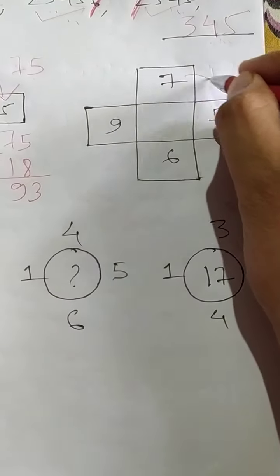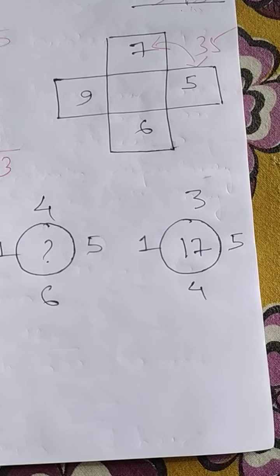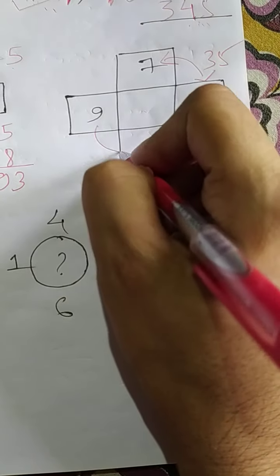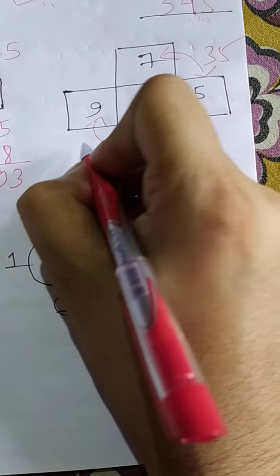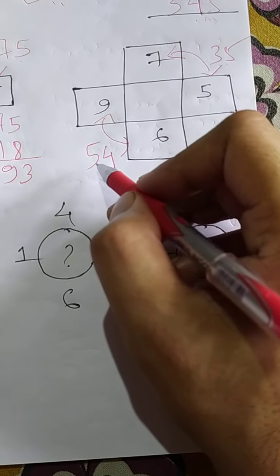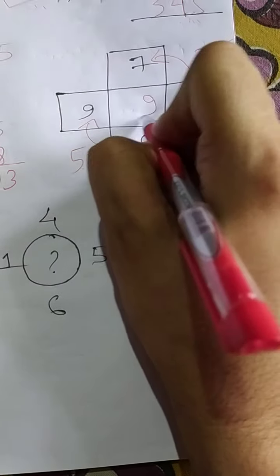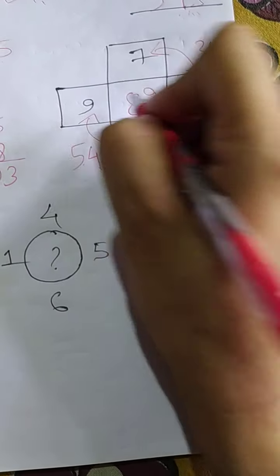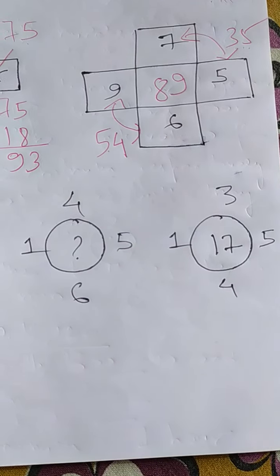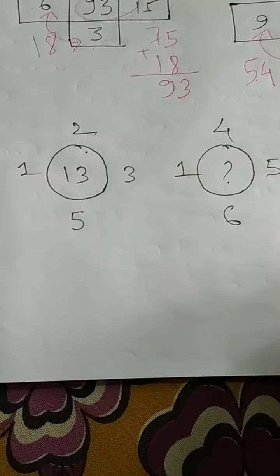Similarly here also. First you multiply these two, 7 5s are 35. Next you multiply these two, 9 6s are 54. Now you add 35 and 54. If you add, you will get 5 plus 4, 9 and 5 plus 3, 8, so 89. Your answer is 89. Okay.